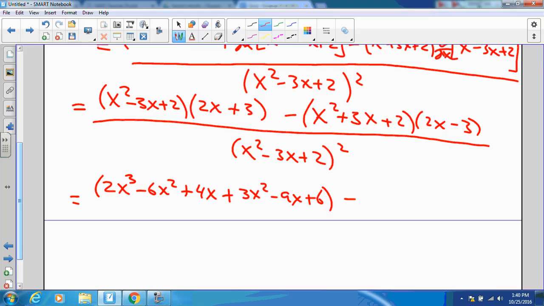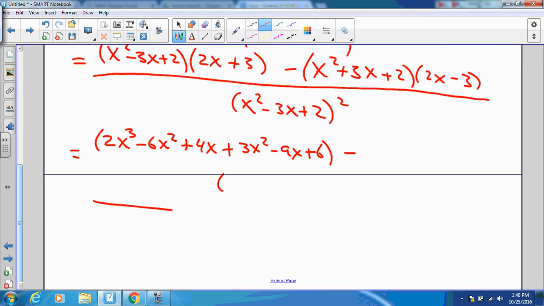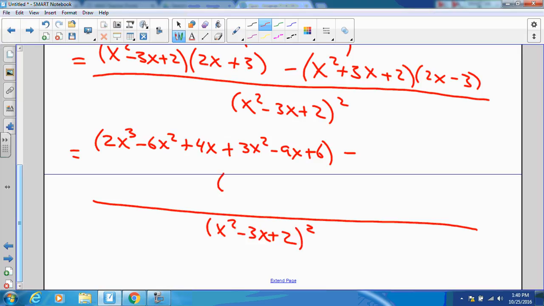Plus 6. Very good. Minus, and I'm just going to put a parenthesis here for all these terms, and then we'll have this all over blah blah blah squared at the end. Okay, so let me give you the distribution on these terms.